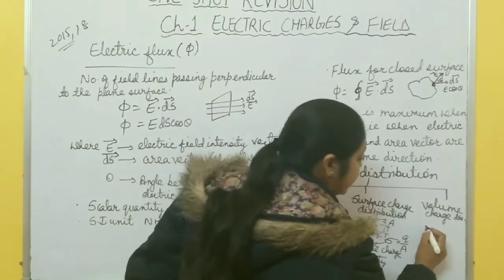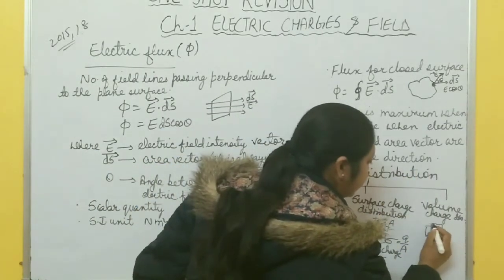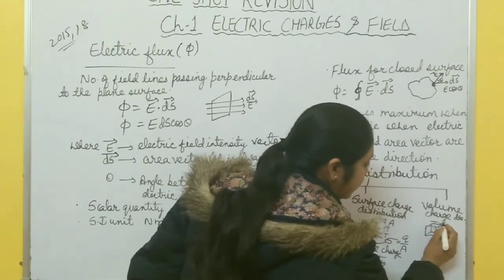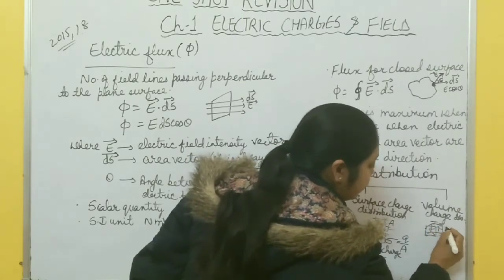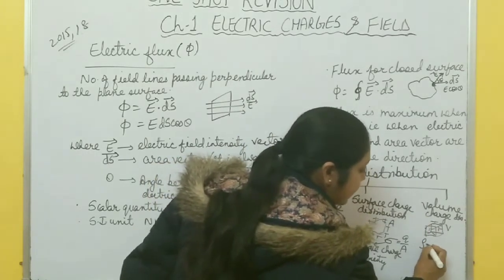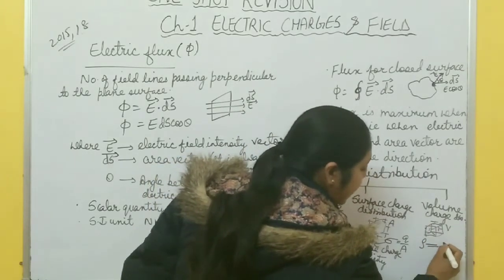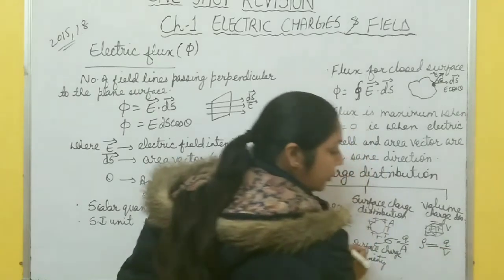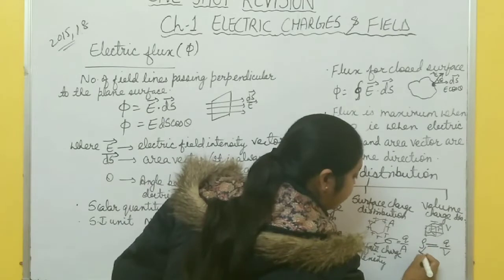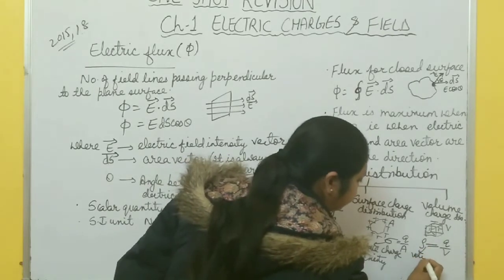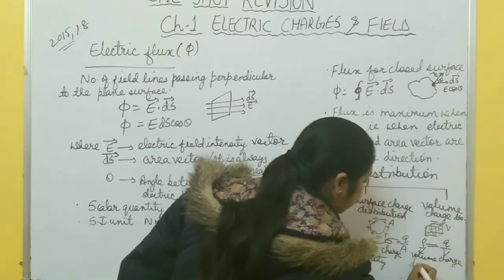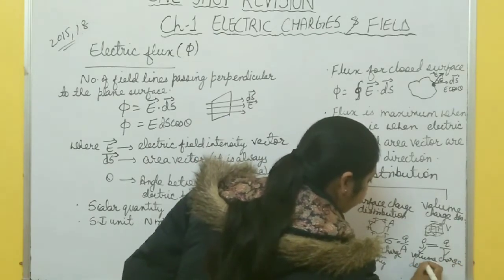Then volume charge density. Suppose this is a three-dimensional volume, a cube, and charge is distributed over this volume. Suppose V is the volume. In this case, we use volume charge density rho, which is equal to charge per unit volume. In unit volume, how much charge is there? This rho is called volume charge density.